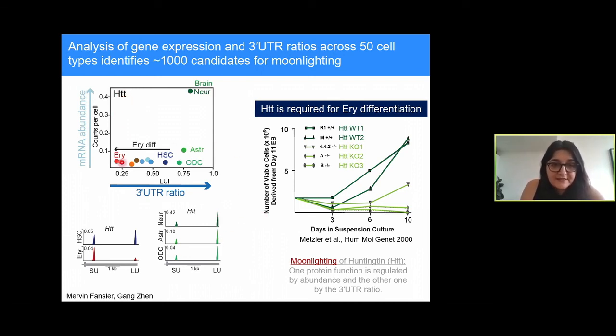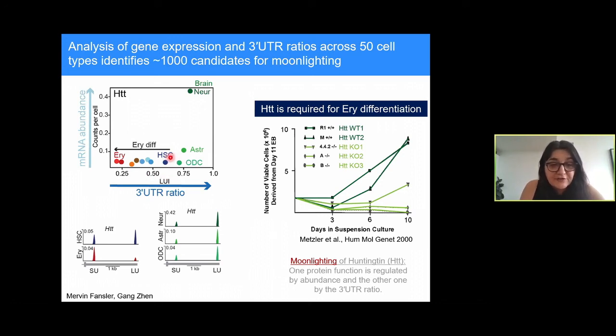So this is Huntingtin, and each dot here is a cell type. And so we can plot the expression level, and we can plot the UTR ratio. So in green, you see brain cell types. And Huntingtin, everybody knows, has a really important function in the brain. And so in neurons, Huntingtin is much higher expressed than in astrocytes or oligodendrocytes. But Huntingtin is also expressed in the bone marrow.